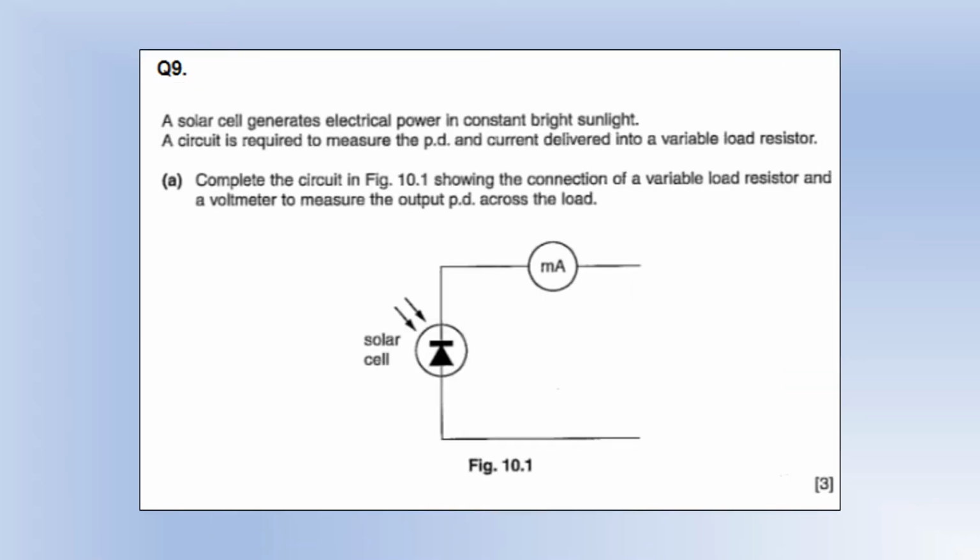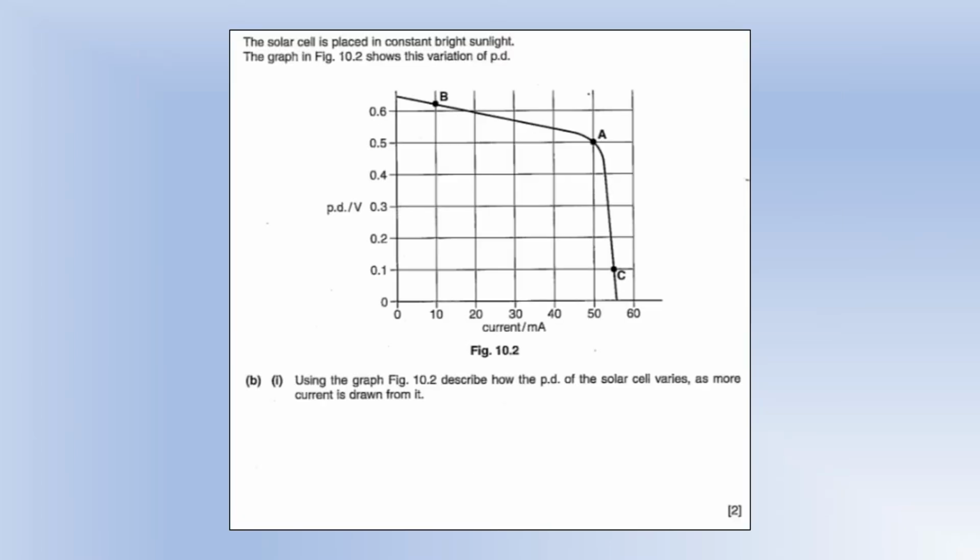So a solar cell generates electrical power in constant bright sunlight. A circuit is required to measure PD and current delivered into a variable load resistor. So let's draw a diagram of that. So there's our variable load resistor, and here is our voltmeter to measure its potential difference. Fairly straightforward.